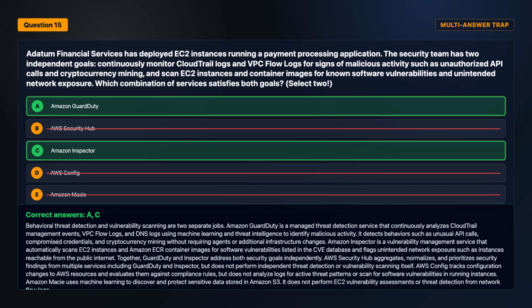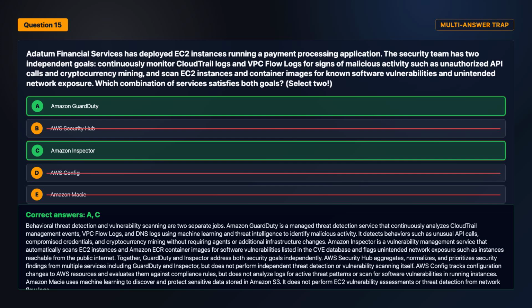The correct answers are option A and option C. Behavioral threat detection and vulnerability scanning are two separate jobs. Amazon GuardDuty is a managed threat detection service that continuously analyzes CloudTrail management events, VPC flow logs, and DNS logs using machine learning and threat intelligence to identify malicious activity. It detects behaviors such as unusual API calls, compromised credentials, and cryptocurrency mining without requiring agents or additional infrastructure changes.